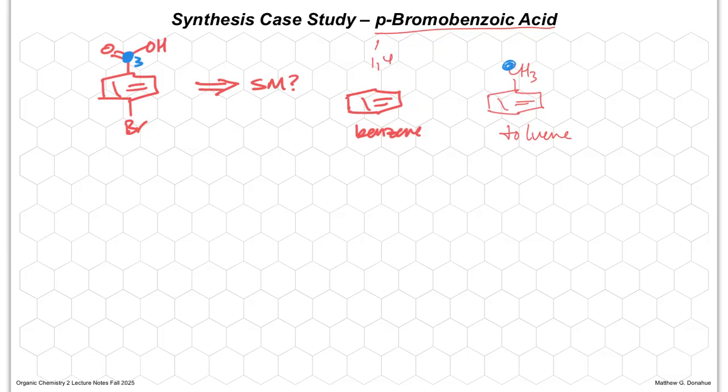Now, the carbon in toluene is at an oxidation state of 0, so we have to do something to it to transform it ultimately. But if we start with toluene, at least we have that carbon. We don't have to add extra steps to get it on there.